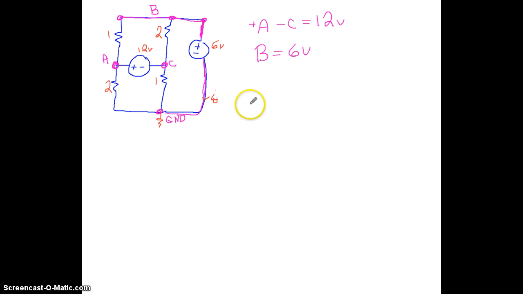Since A and C are actually a supernode and share a voltage between them, we can combine both of their nodal analyses. So first we're going to do A. So we're going to do A minus the voltage through resistor 2, so minus 0, since ground's on the other end, over 2. And that's going to be plus A over resistor 1 minus voltage B.